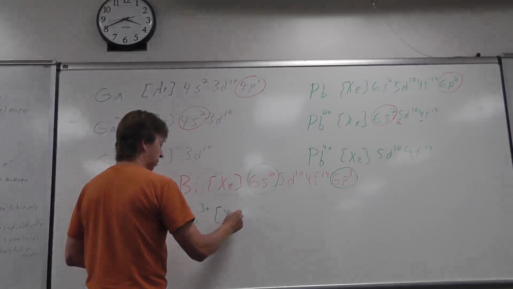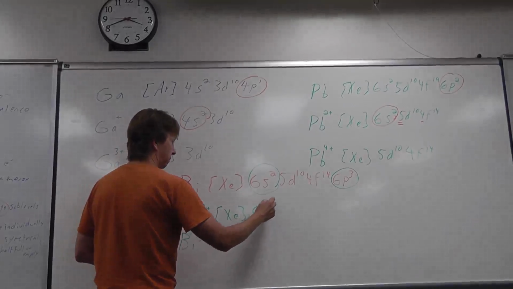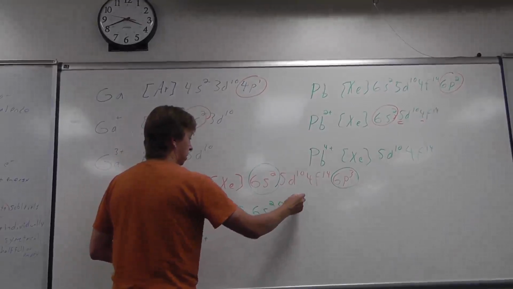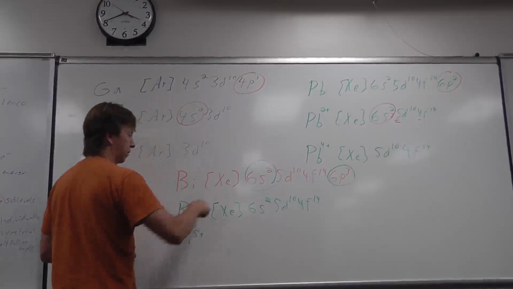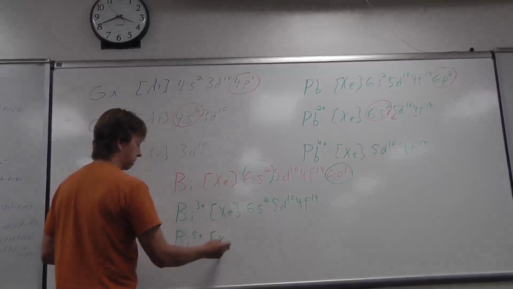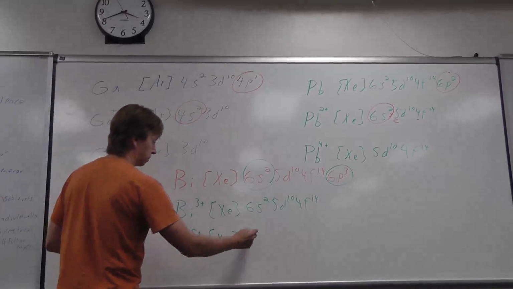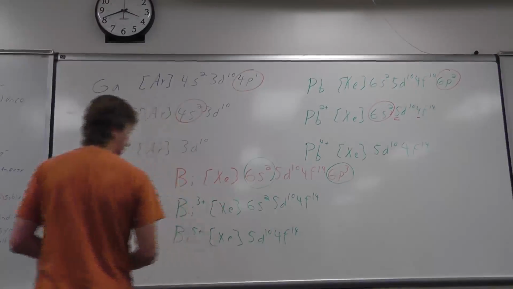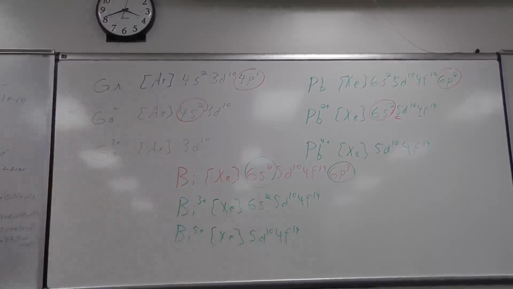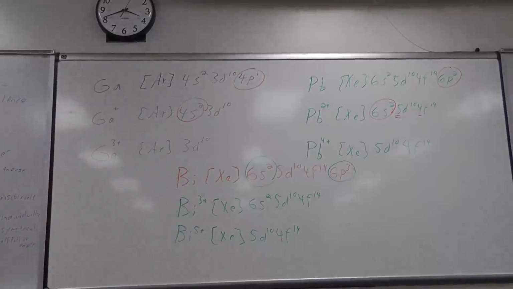Let me go ahead and write these up here. This would be the configuration of bismuth 3. This would be the configuration of bismuth 5. Which one of those has an octet?